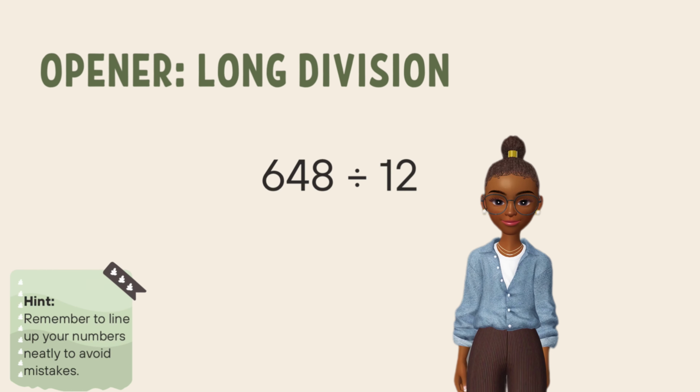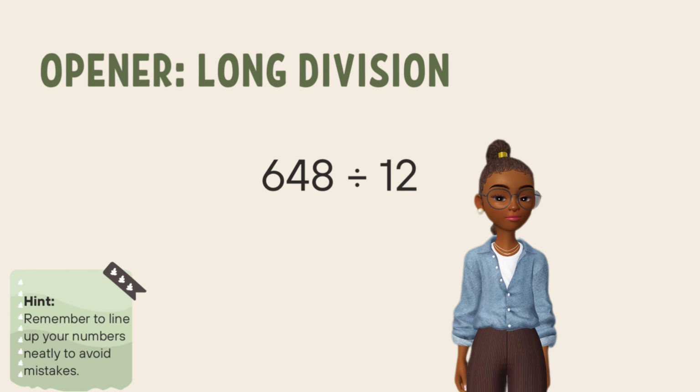Here's the opener. Before we divide decimals, we have to remember how to divide, period. So your opener problem is 648 divided by 12. There's a hint on the screen. It says to line up your numbers neatly. We all know that messy math causes messy answers. Go ahead and pause the video, try it out, and press play when you're ready.